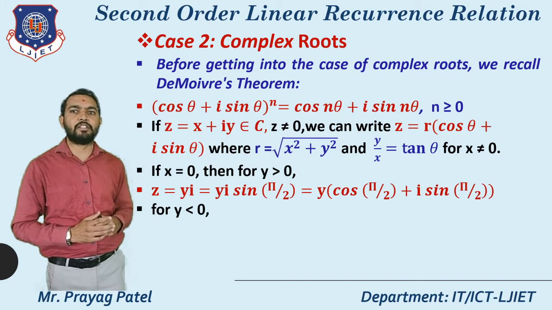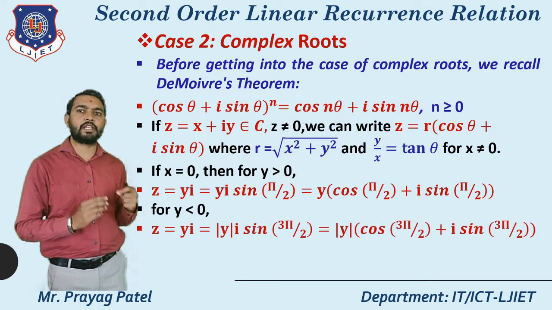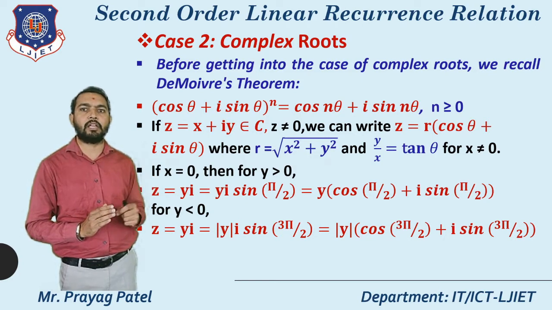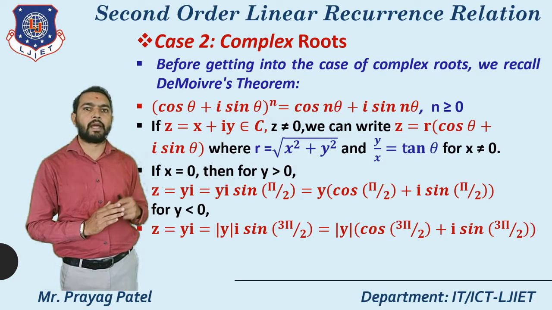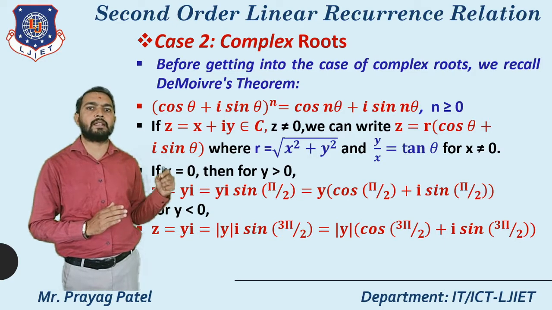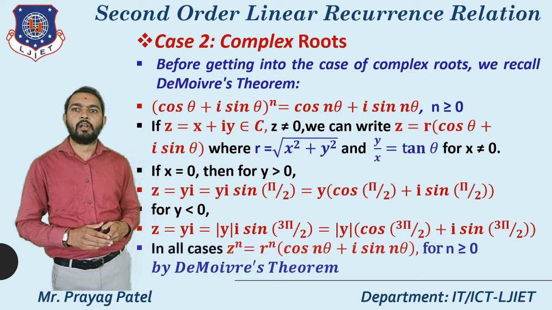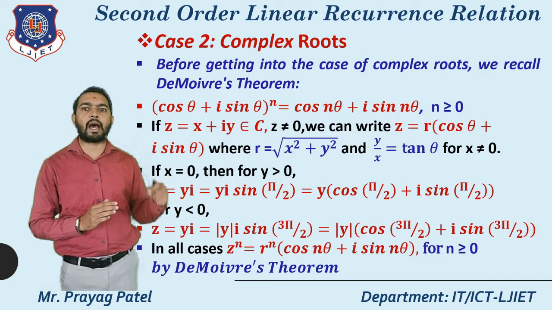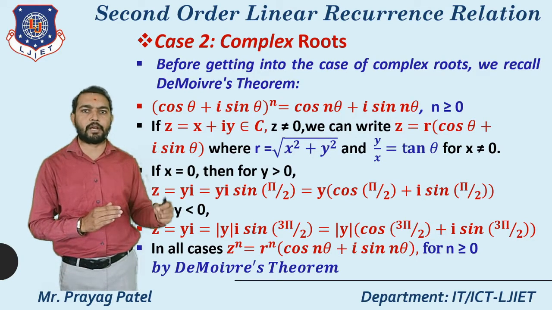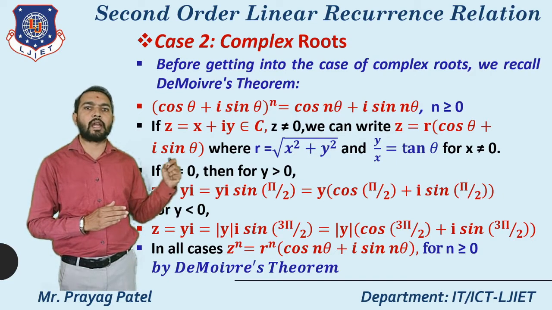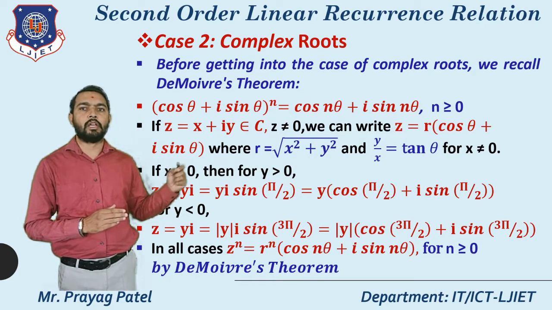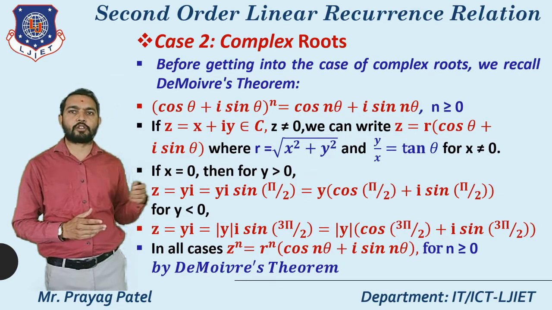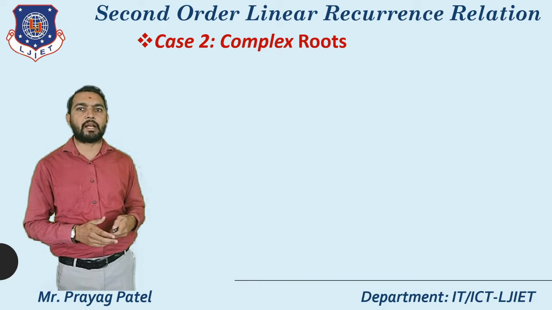Now if y less than 0, then the equation is z equal to yi is equal to mod y times (cos 3 pi by 2 plus i sin 3 pi by 2). Now in all the cases, z raised to n is equal to r raised to n (cos n theta plus i sin n theta) for n greater or equal to 0, using this theorem. So basically remember these three equations for solving the example of the complex root.